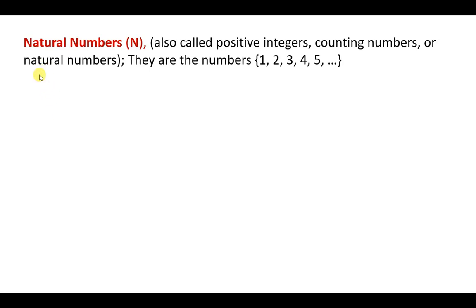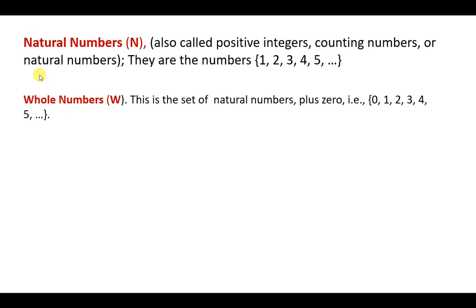And then we have whole numbers. Whole numbers are just the set of natural numbers, but to this set you just add a 0. So when you are counting and you start from 0 going up, it means that you are talking about whole numbers.